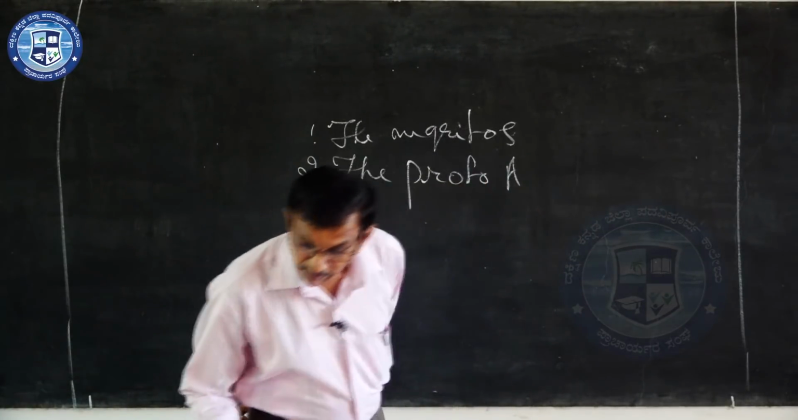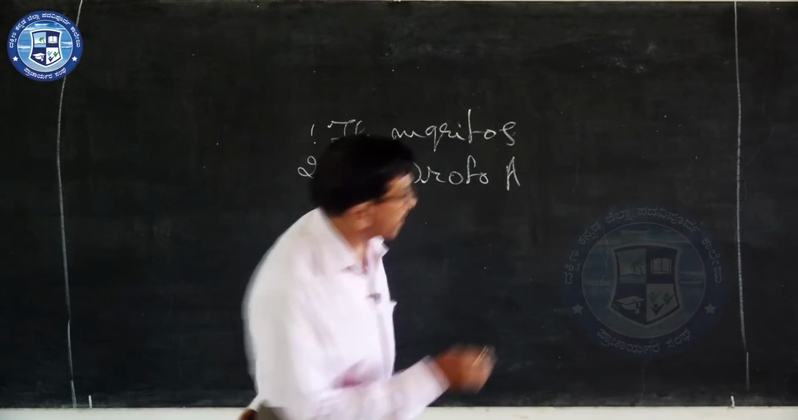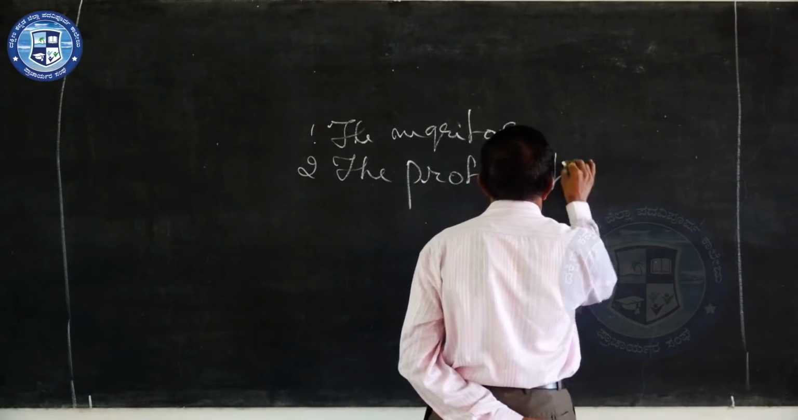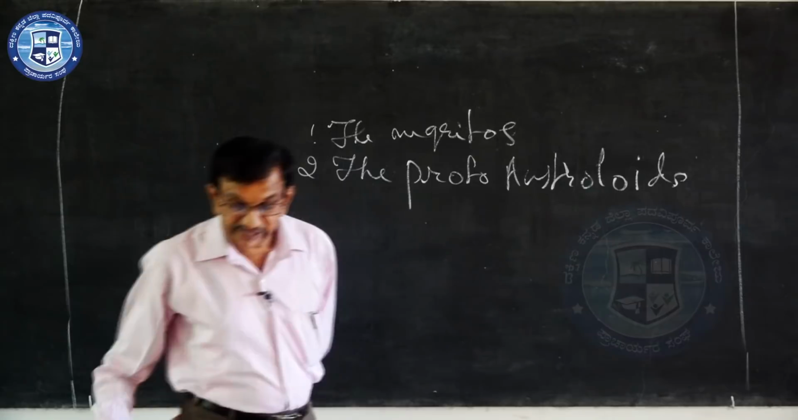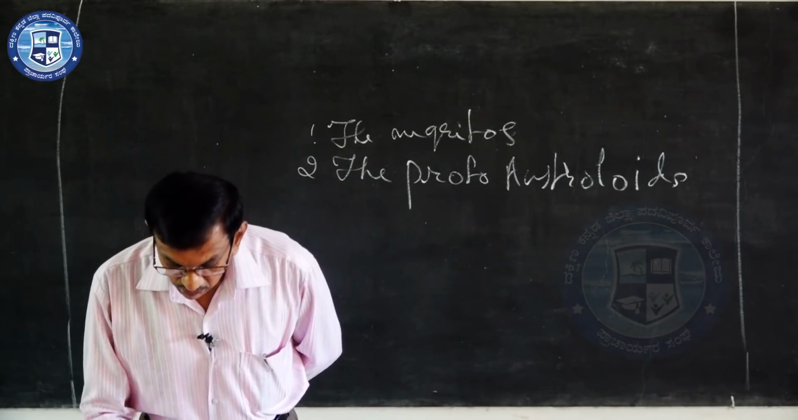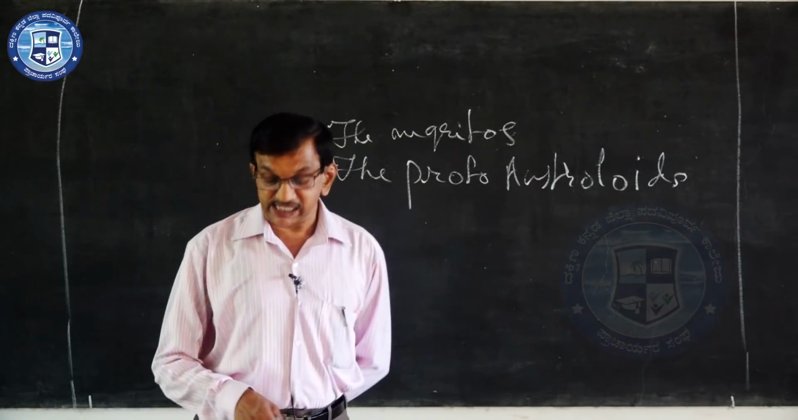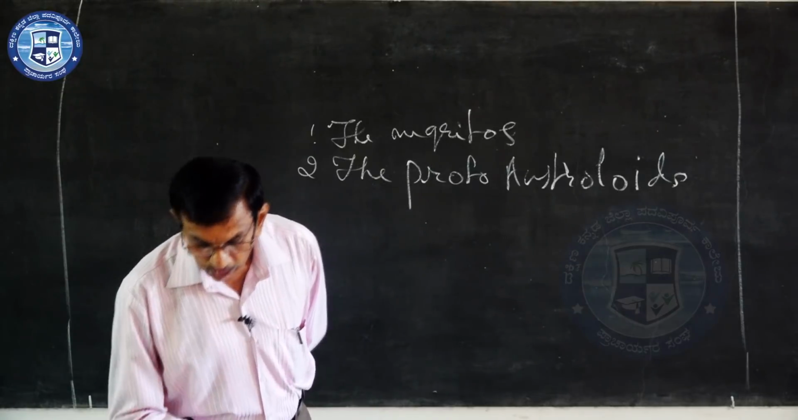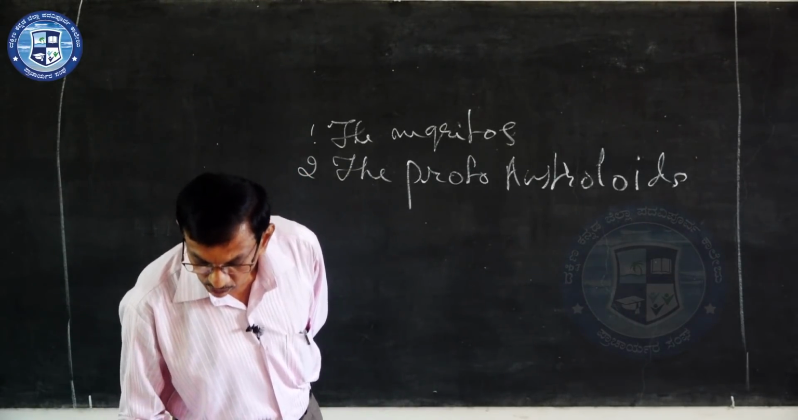Then come to second, the Proto-Australoids. These Proto-Australoids are found among the tribals of central India such as Mundas, Kols, Santals, Bhils, Kurumbas, Eruvas, etc.